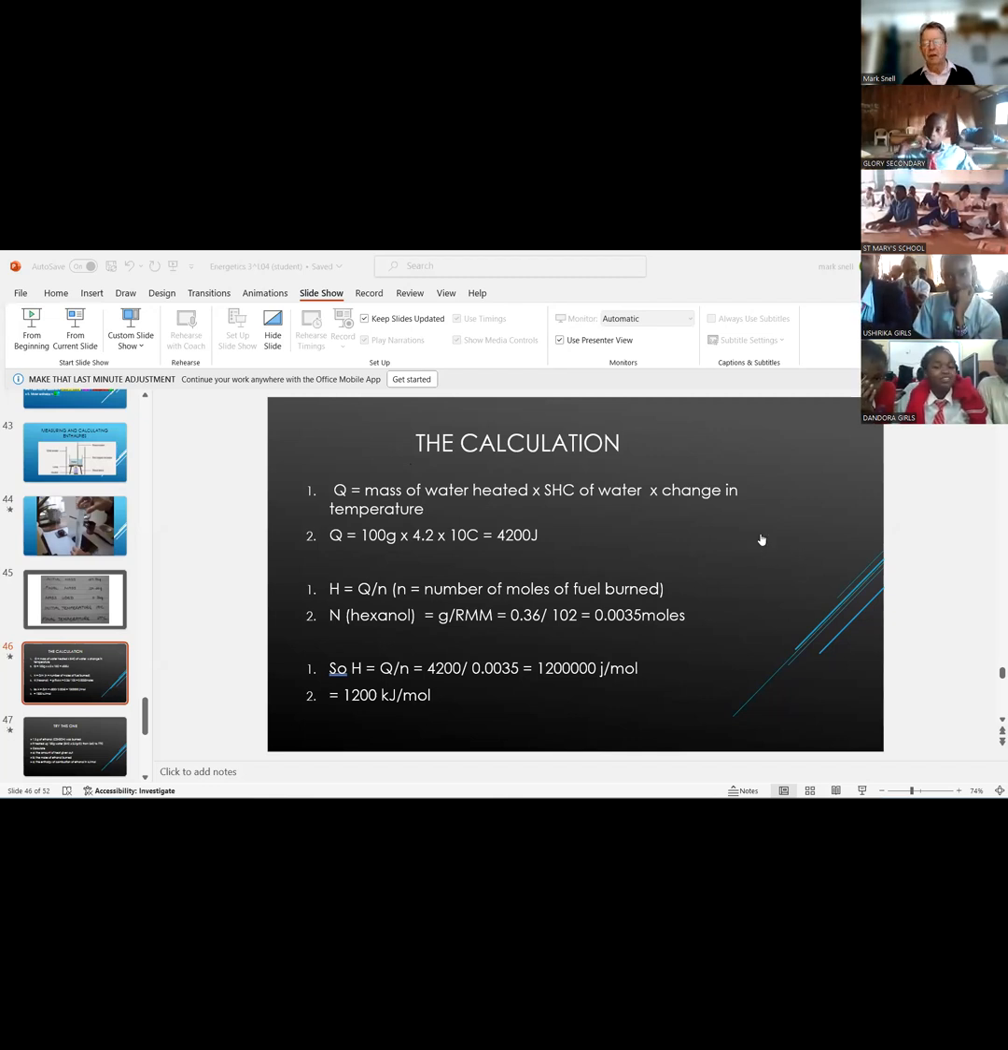Okay. So how we do it is this. The total heat change is the mass of water times the specific heat capacity which you are given times the temperature change. So that is 100 grams because it was 100 cubic centimeters, times 4.2. Sometimes it will be 4.18. It doesn't matter. You just put whatever value you are given, times 10, which is 4,200 joules. You could turn that into kilojoules if you wanted, 4.2 kilojoules, but it doesn't matter.